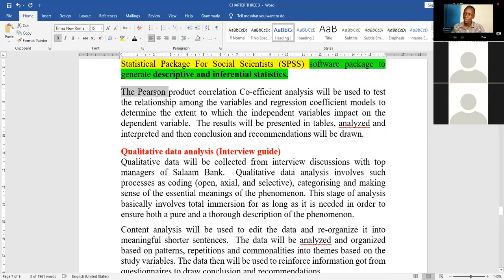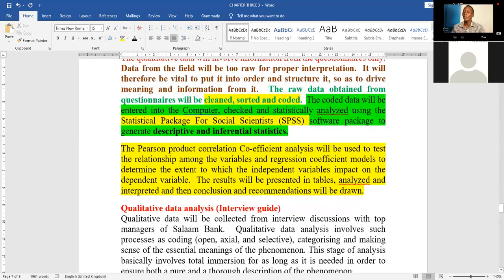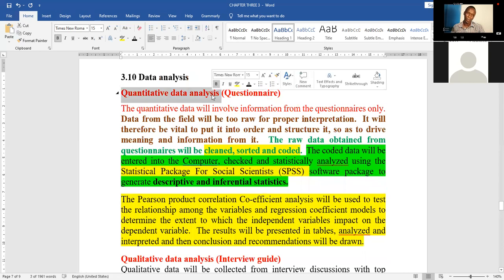Then after that, we are also seeing that Pearson product correlation coefficient analysis will be used to test the relationship among the variables, and then regression coefficient models to determine the extent to which independent variables impact the dependent variable. The results will be presented in tables, analyzed and interpreted, then conclusions and recommendations will be drawn. So all this is under the quantitative data analysis. You are explaining how you're going to be analyzing quantitative data.